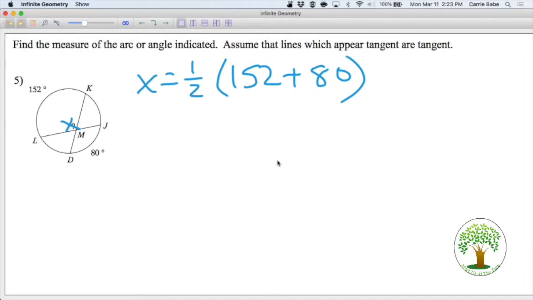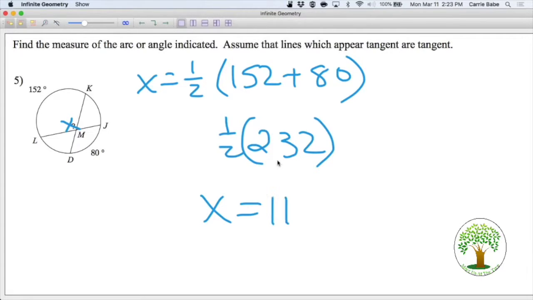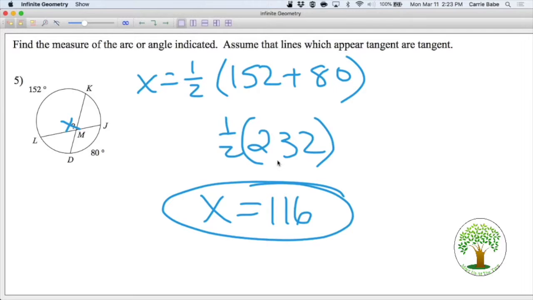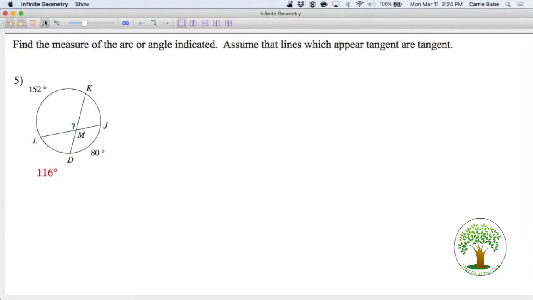What is 152 plus 80? 232. Couldn't you just type the whole thing in your calculator with the parentheses and all? One fell swoop, be done. 116? Yep.